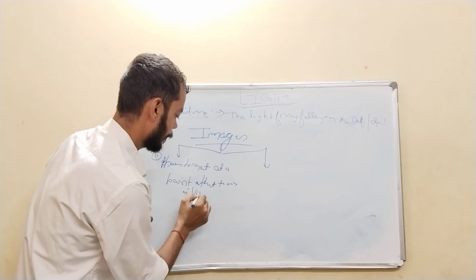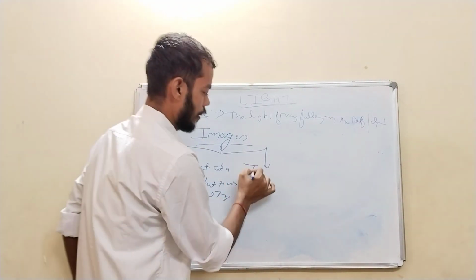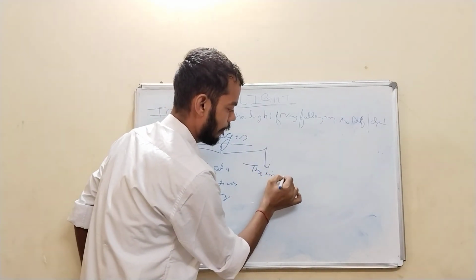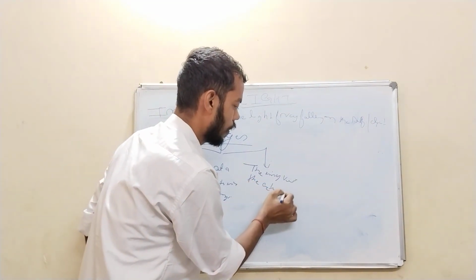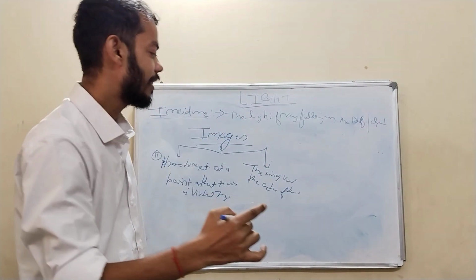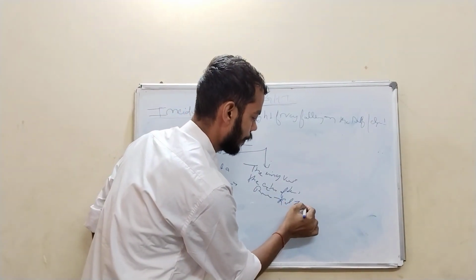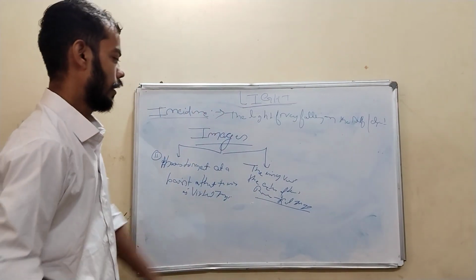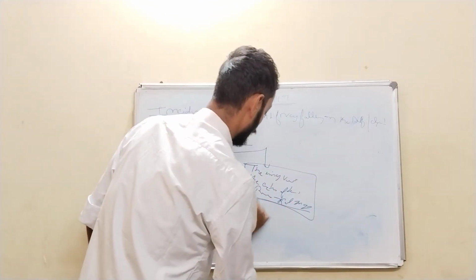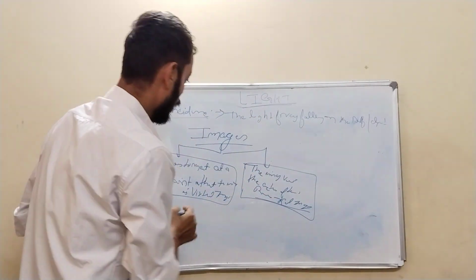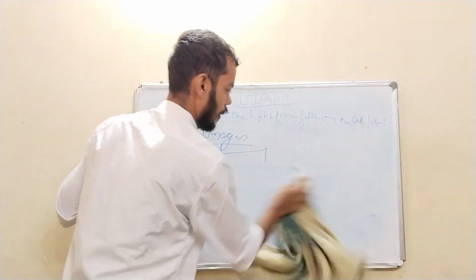That is a virtual image. And the image which is formed by the actual meeting of two or more reflected rays is termed the real image. So this is the virtual image and this is the real image. Now take a look at what is a real image and what is a virtual image.